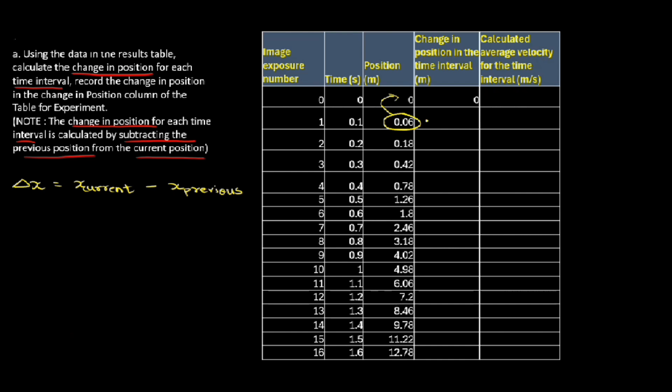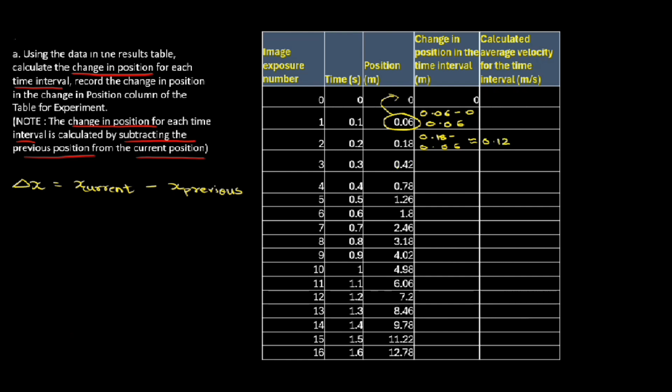So for now, my previous position is 0. So if I'm finding delta x for this particular time interval, I will write the current position 0.06 minus 0. That gives me the final answer to be 0.06. Similarly, we do the same thing for the next time interval. I take the current position, which is 0.18, minus the previous position, which is 0.06. And when you solve this, you get the change in position to be equal to 0.12.